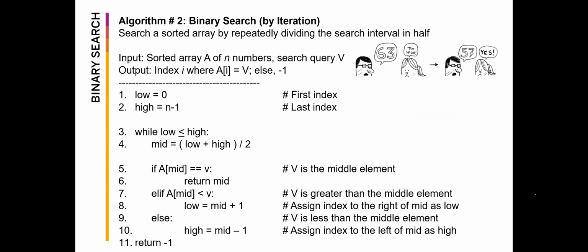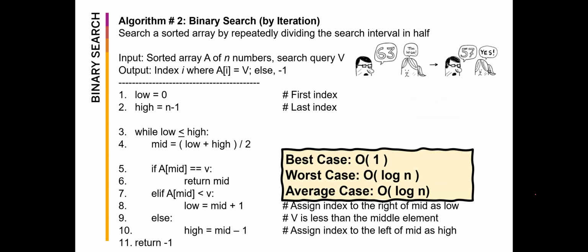Now, in terms of runtime, if the search element is the first element that we inspected, we arrive at the best case, O of 1. This is on lines 5 to 6. If we return the mid element right away, then we basically just did one check. Now, for the worst case, we arrive at log n.